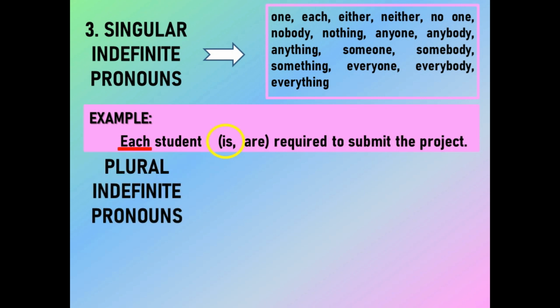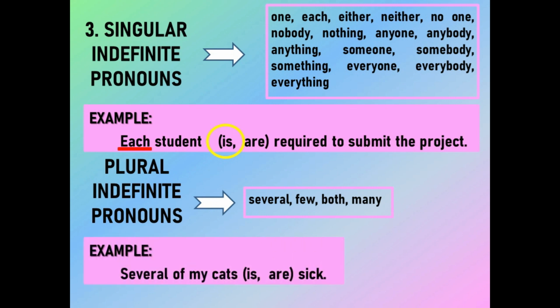Now for the plural indefinite pronouns: several, few, both, many. Example, several of my cats are sick. So we have here the plural indefinite pronoun, which is the subject of the sentence. Therefore, we need to use the verb are.